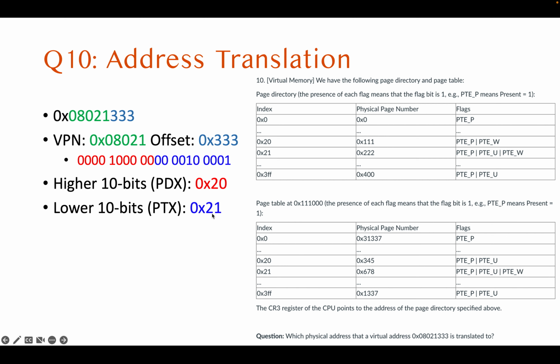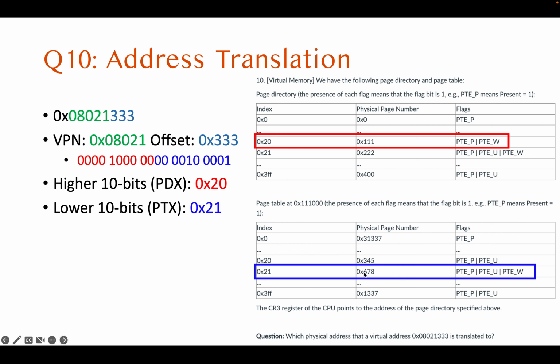And then we will follow the page directory by indexing the page directory with the page directory index 0x20. Then it says the physical page number for the corresponding page table is 111, and then the address is 111000. So we move down to the page table and index the page table with the page table index 0x21. Then now we get 678 as a physical page number.